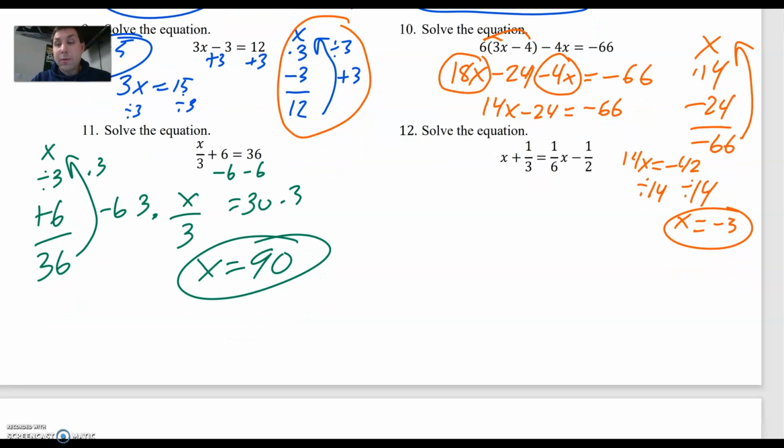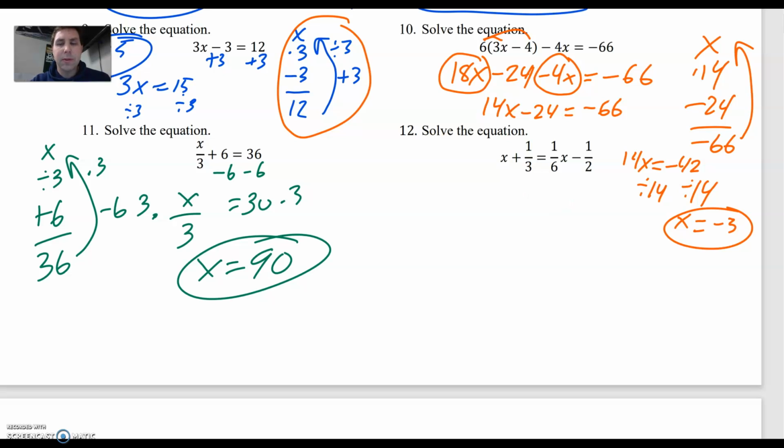Okay, so looking at 12. 12 is a similar idea, but notice there are all these fractions. We could do the same process that we've done before, because you have x's on both sides. We could subtract the fraction over and think of it as 1x minus 1 over 6x. But a lot of you don't like fractions, but that is one way you can do it. If you want to see that approach, just look at the answer key, because I did it that way.